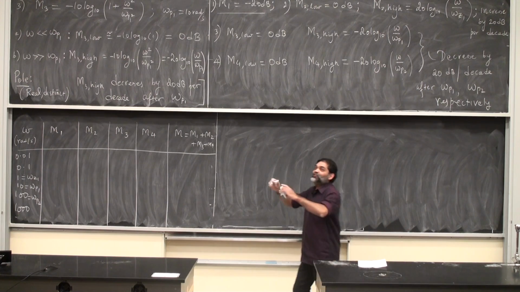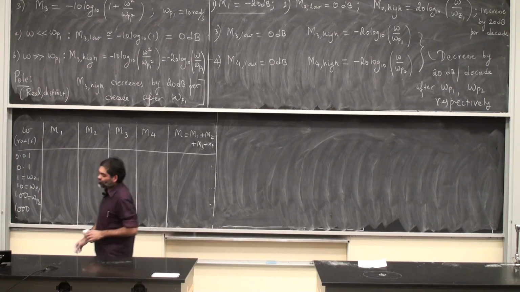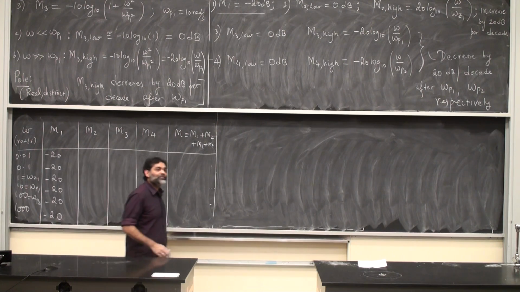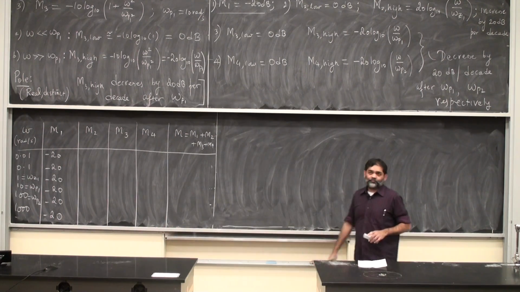And then you tabulate each one of them. Okay? M1 is always minus 20, so I don't need to do any tabulation. So this is minus 20, minus 20, minus 20, minus 20, minus 20. Okay, this is a stupid way of doing things, but this always works.